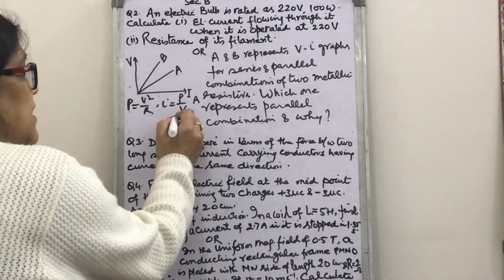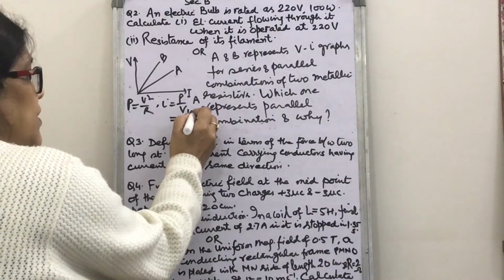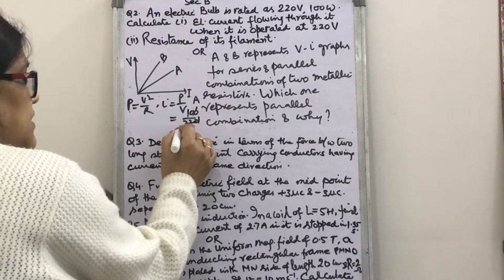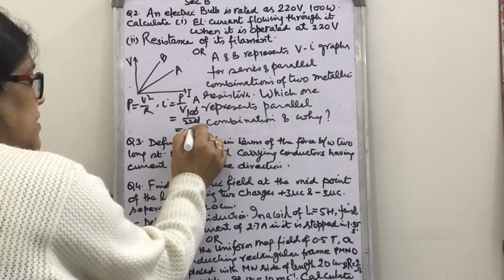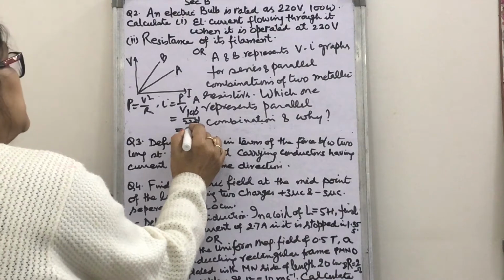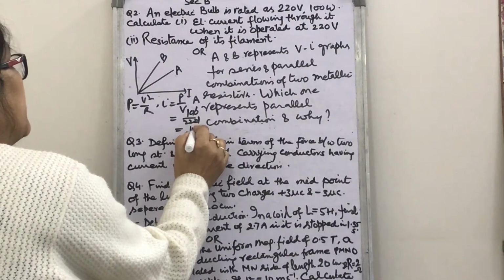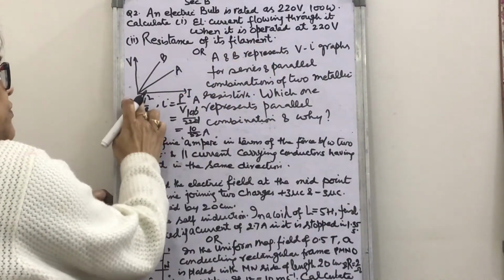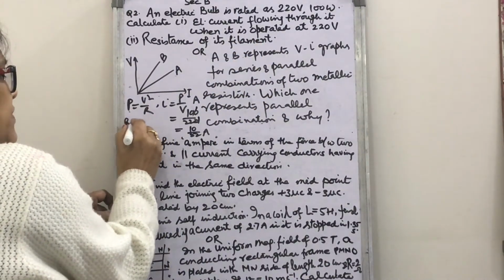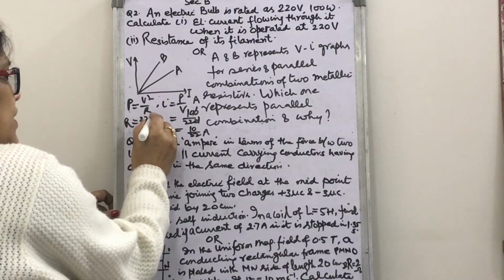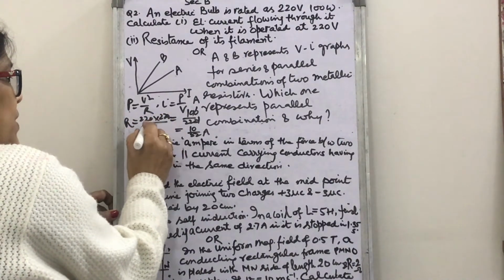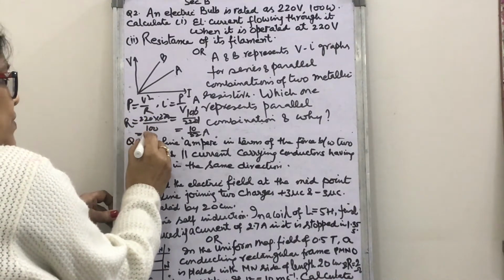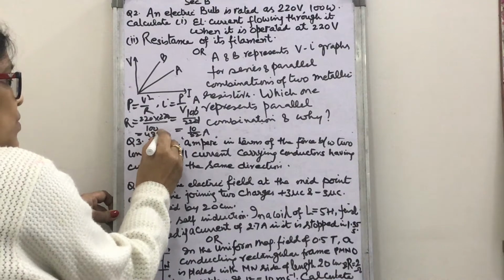You will get I here, this 100 upon 220. This will be the 0, 0 cancel, around 0.4. This will be the current. Okay. So this will be 10 upon 22 ampere. What about resistance? Resistance will be V square upon P. So what will be the resistance value? That is 220 into 220 upon 100. So that will be 484 ohm.